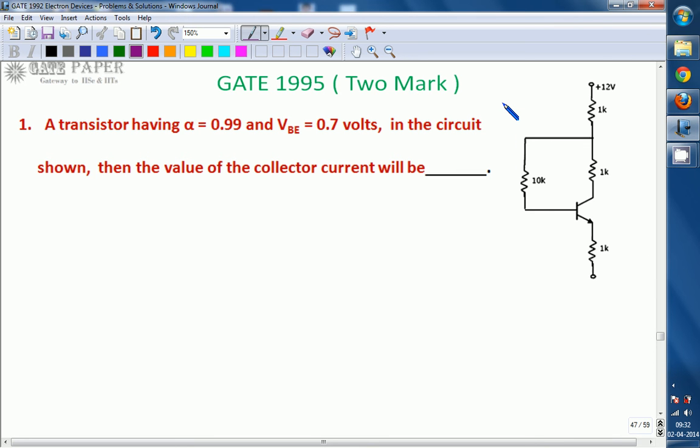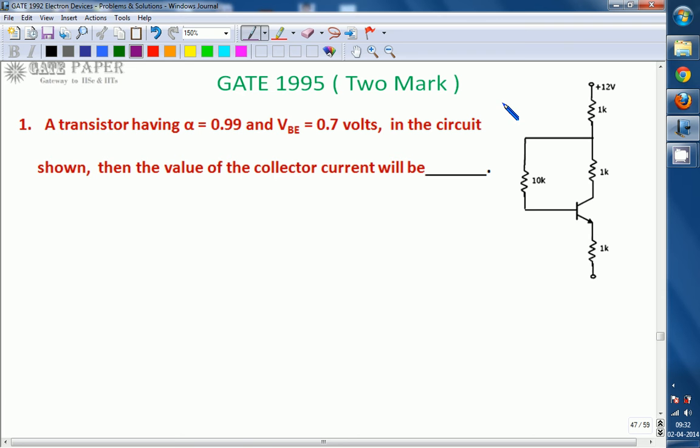We are discussing the GATE 1995 ECE paper, and this is a 2 marks question. Look at the question. A transistor having alpha equal to 0.99 and VB equal to 0.7 volts. Then the value of collector current will be. We are going to calculate the collector current for the given circuit.